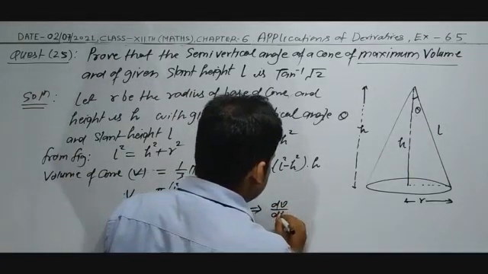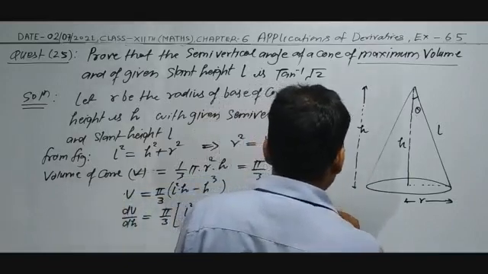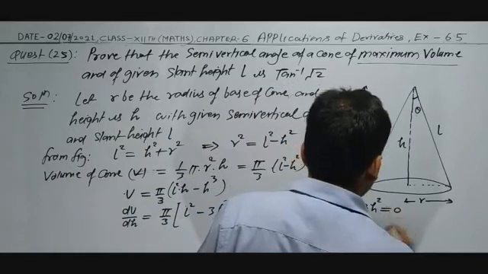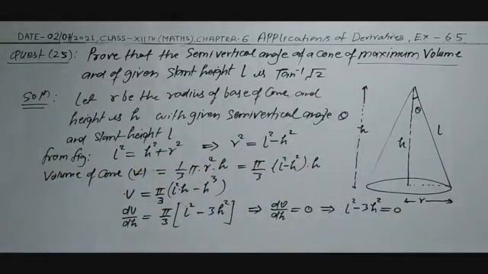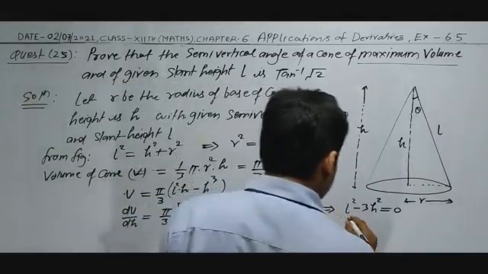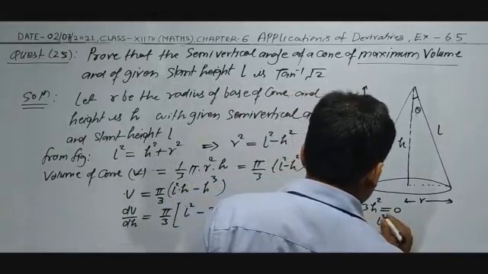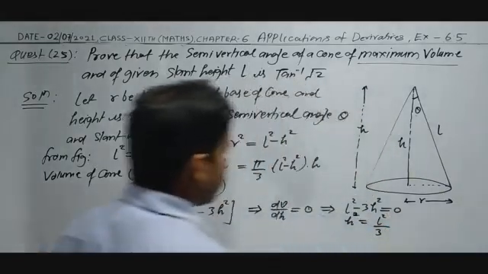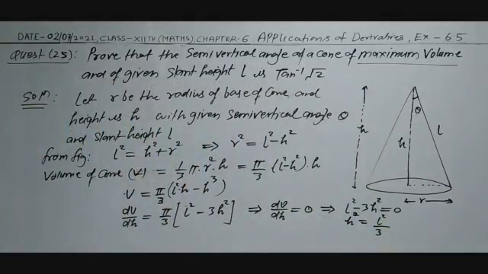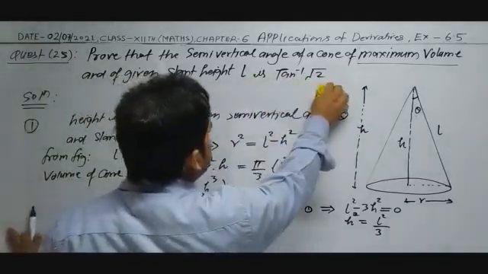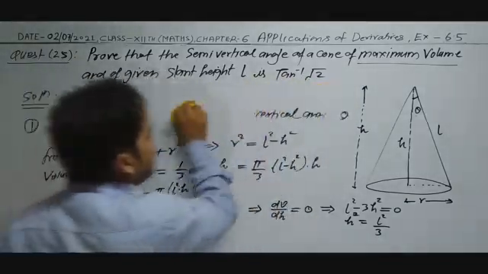So dV by dh equating to 0, you will get L square minus 3 h square is equal to 0. This implies h square is equal to L square by 3. This is the value of h square in terms of L. After equating to 0, you will get the value of h in terms of L, or L in terms of h.